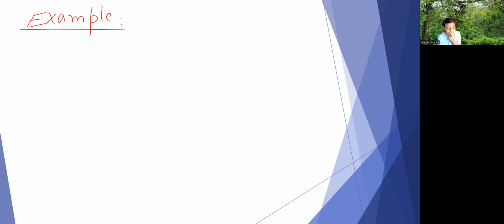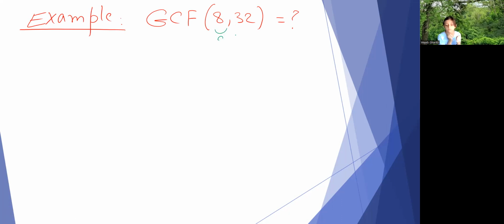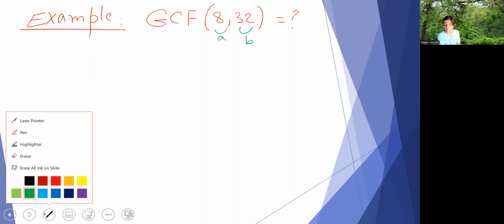Example: the GCF of 8 and 32. How to find the GCF, the greatest common factor, of two numbers. The first number is A, which is 8, and the second one is 32. Generally, I wrote it like that: this is A, the first number, and B is the second number. How do we find the greatest common factor using the previous method?